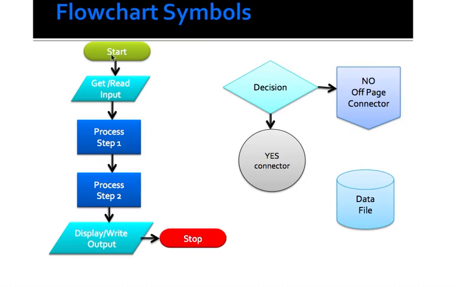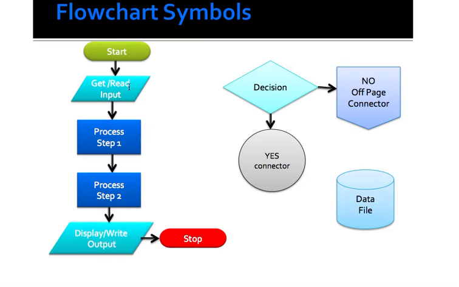We have one symbol, which is the start, and one symbol, which is the stop symbol. That denotes the beginning and the end of the process that I'm going to describe. Then there are symbols, this tilted square, this sort of rhomboid. This symbol gets and reads input. And you can use the same symbol also to display and write input.